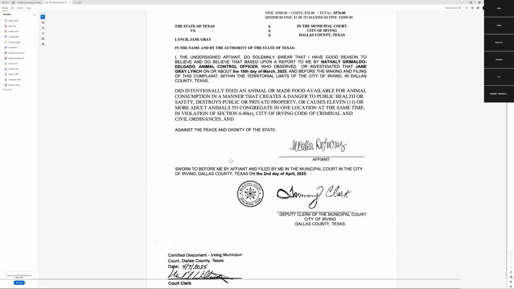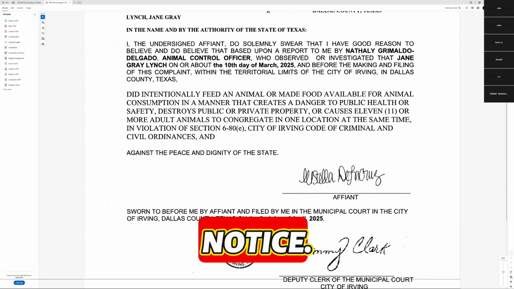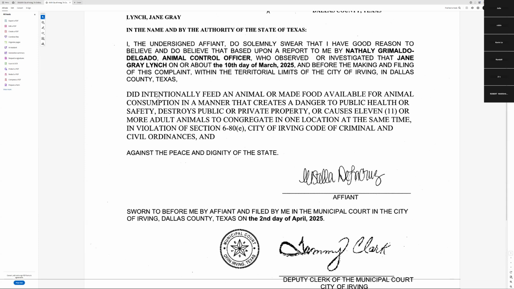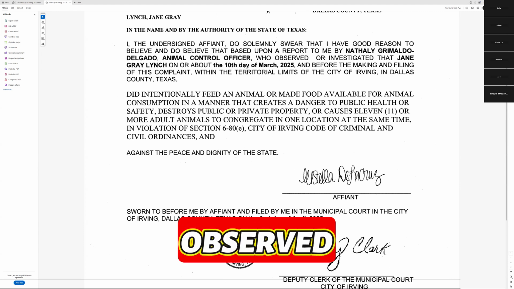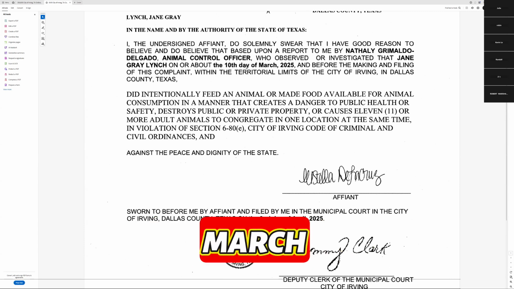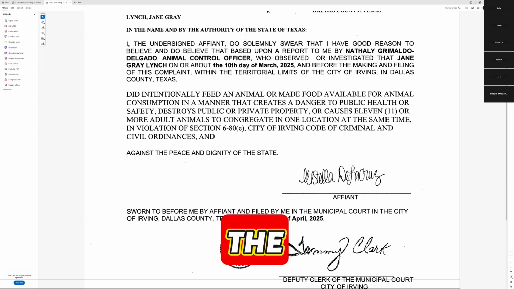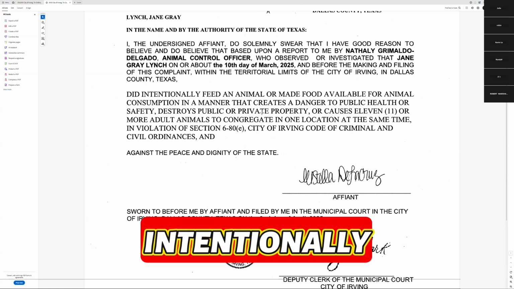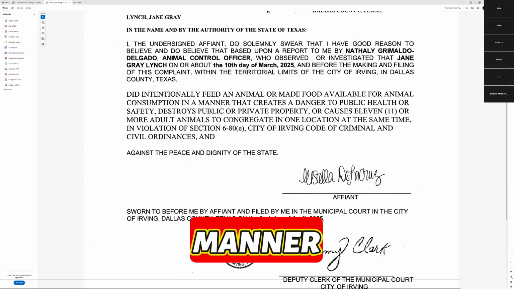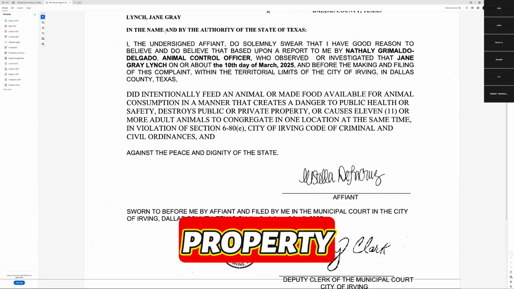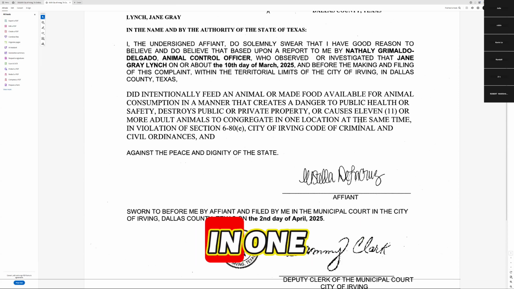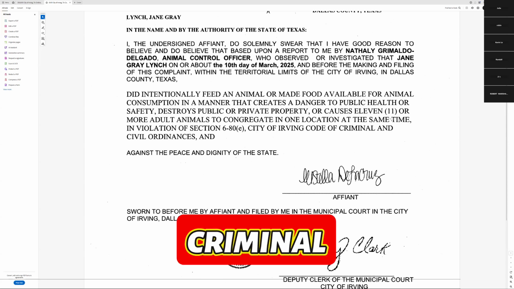That was filed. Okay. Now notice the complaint says, I, the undersigned affiant, do solemnly swear that I have good reason to believe and do believe, based upon a report to me by Natalie Grimaldo Delgado, animal control officer, who observed or investigated that Jane Gray Lynch, on or about the 10th day of March 2025 and before the making and filing of this complaint, within the territorial limits of the city of Irving in Dallas County, Texas, did intentionally feed an animal or made food available for animal consumption in a manner that creates a danger to public health or safety, destroys public or private property, or causes 11 or more adult animals to congregate in one location at the same time, in violation of Section 6-80E, City of Irving Code of Criminal and Civil Ordinances.